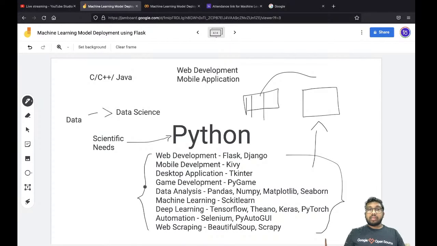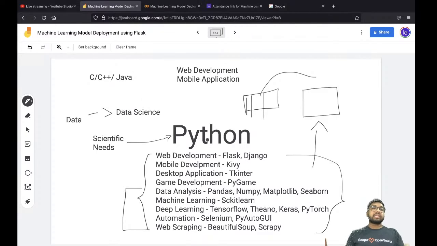So this is all the stuff that you can do with Python. Python is very, very strong in this area. If you say, can I do it with Java? Yes, you can do it with Java. But if you compare with Python, Python will easily defeat Java with respect to all this.